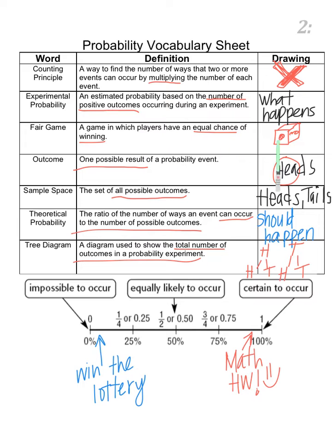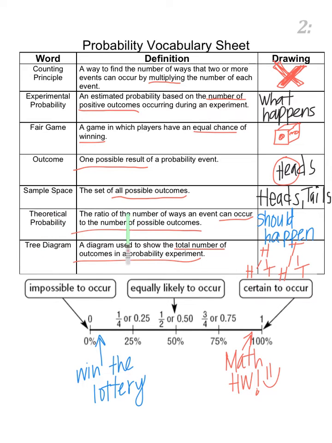Fair game. So if you roll a number cube, you have a fair chance of landing on any side. For outcome, I put heads because if you flip a coin, one of the outcomes could be heads. The sample space of that could be heads or tails.